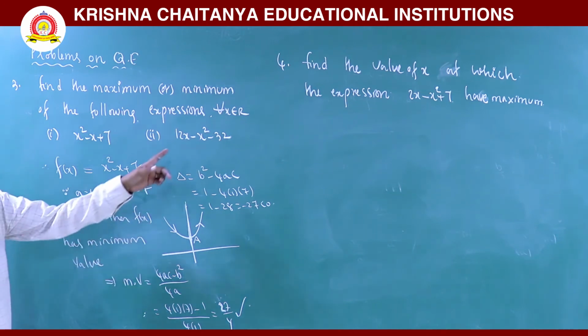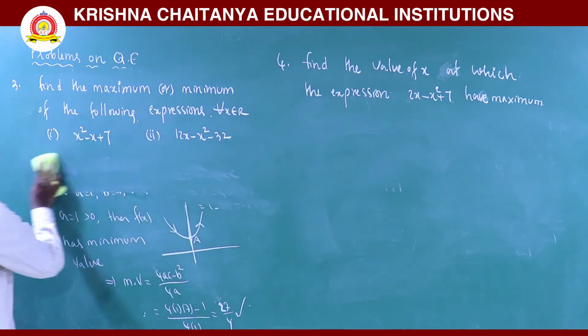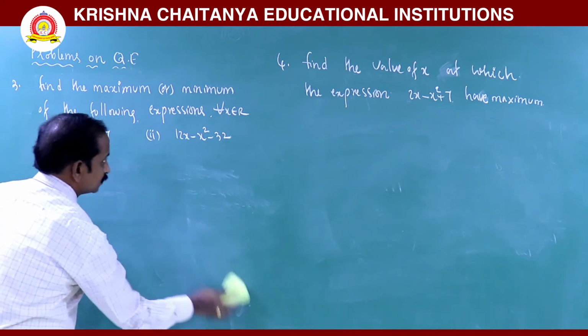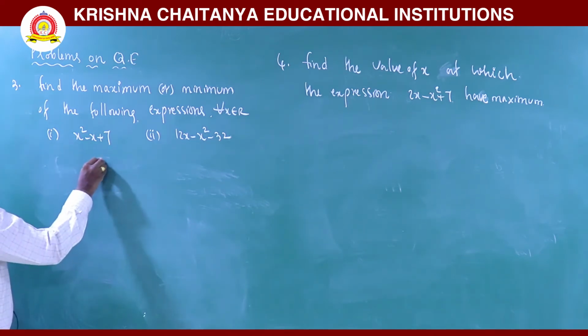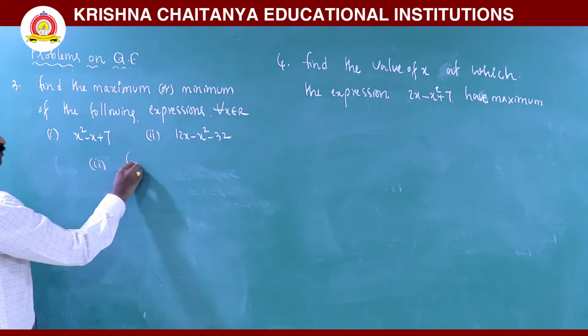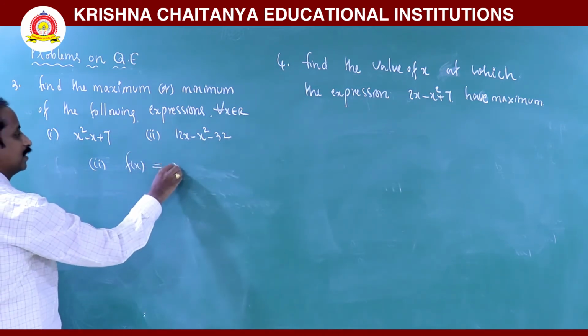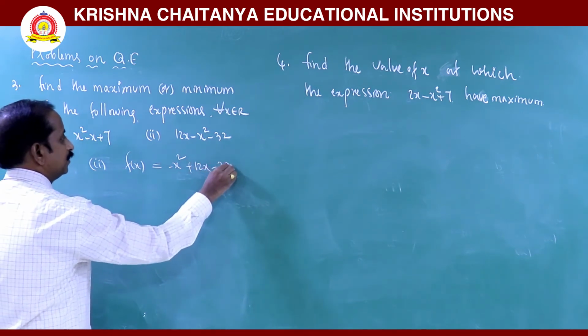Now come to the second question. The second question is 12x minus x square minus 32. Problem number 2: let us consider the polynomial f of x. I can write it in order: minus x square plus 12x minus 32.